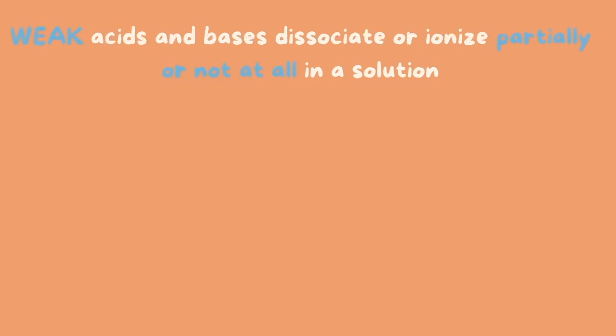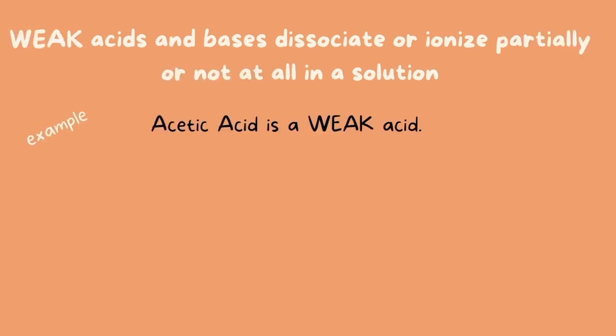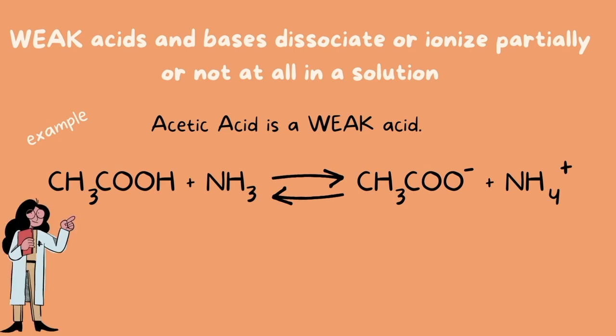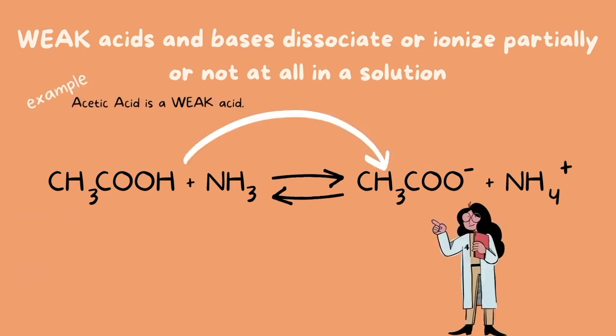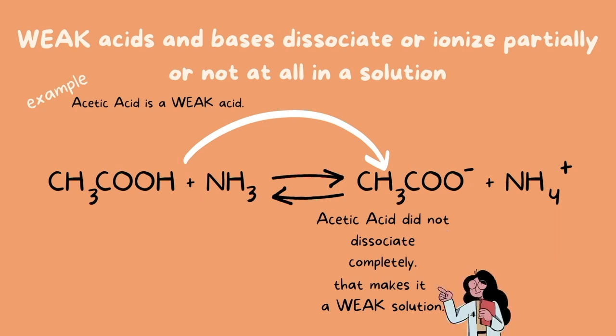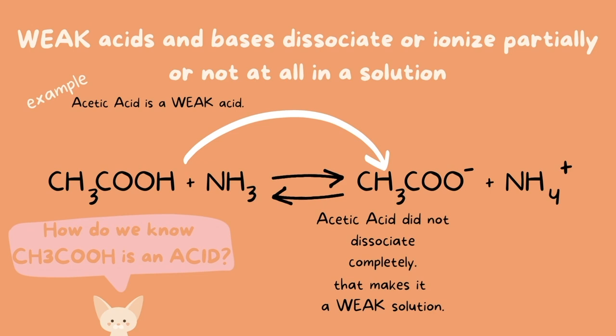Now, completely opposite of strong acids and bases, we have weak acids and bases. Weak acids and bases dissociate or ionize only partially or not at all in a solution. Let's look at an example. Acetic acid is a weak acid. In this chemical equation, notice that acetic acid did not dissociate completely in the solution. It basically only lost its hydrogen ion, and it kept the rest of the molecule intact. So because it didn't break apart completely in the solution, that makes it a weak solution. Now, how do we know acetic acid is an acid?